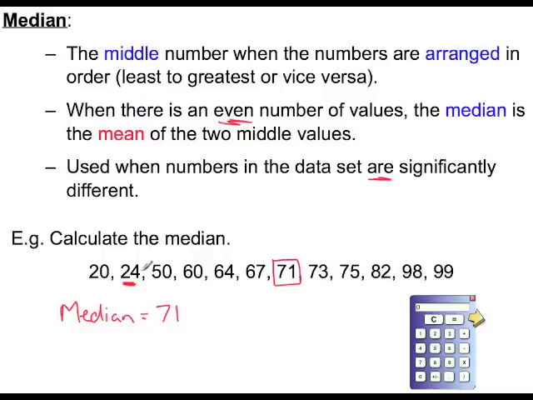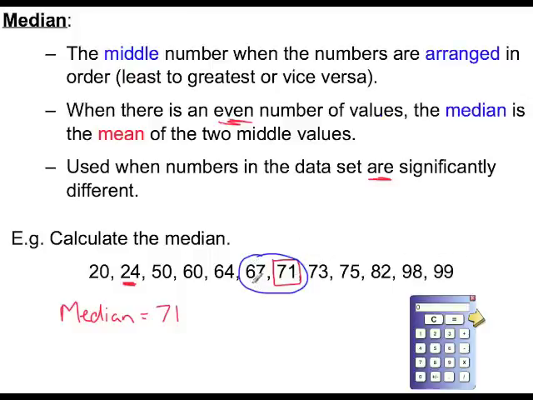Now we have 12, not 11. So we're going to have two numbers that are in the middle. And in this case, 67 and 71 are the two numbers in the middle. And we can double check by seeing that there are 1, 2, 3, 4, 5 below 67 and 1, 2, 3, 4, 5 above 71. So these two numbers are in the middle.